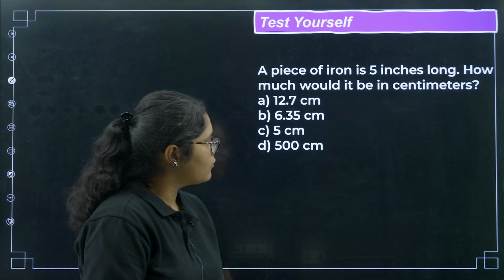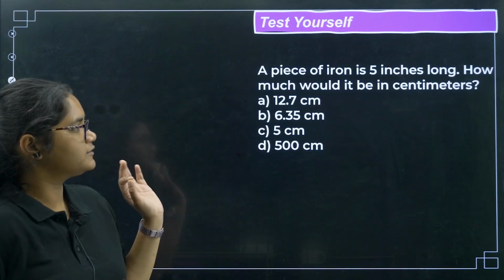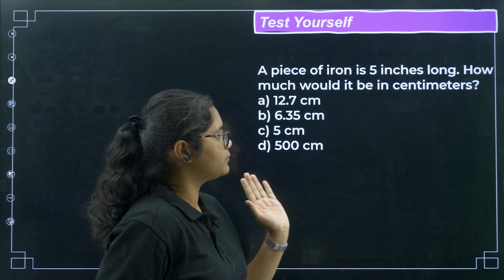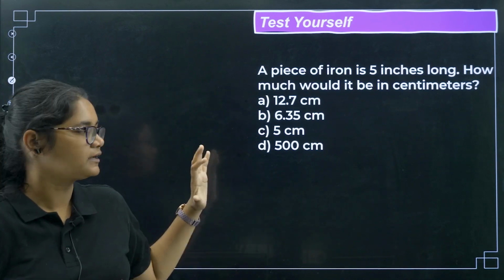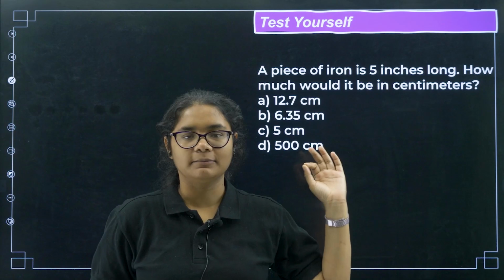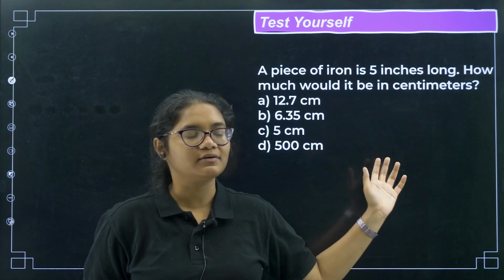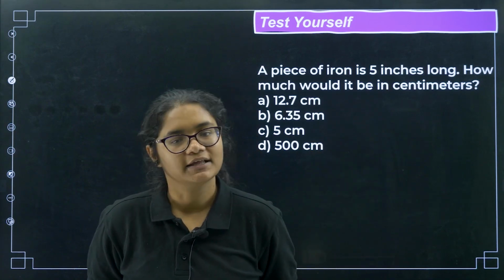Next, this is a homework question. A piece of iron is 5 inches long. How much would it be in centimeters? So, dimensional analysis. You need to check the table, multiply the unit factor, and then convert and find the answer in the units of centimeter.